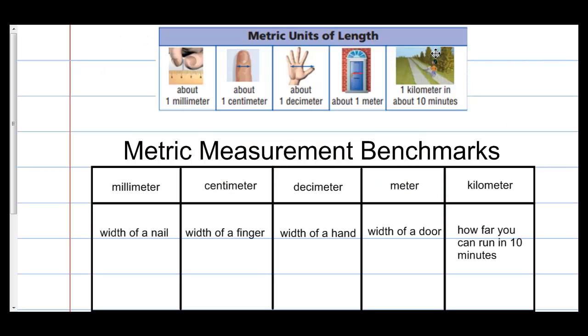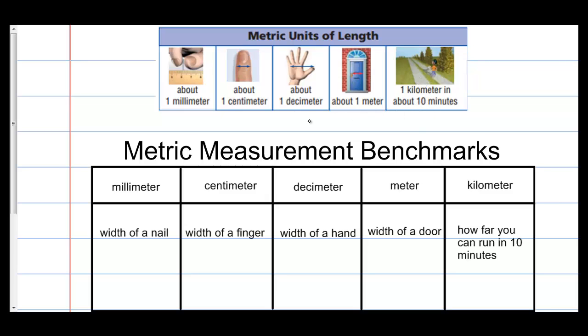Okay, so first of all, you're going to notice I have some pictures here. And I want you to notice that a millimeter, just like on the ruler that I showed you before, it's kind of hard to tell in this picture, but it's about the width of a nail. You can see how tiny it is. And a centimeter is about the width of your finger. And then you can see a decimeter is about the width of your hand. A meter is about the width of a door. And a kilometer is about how far you can run in 10 minutes.